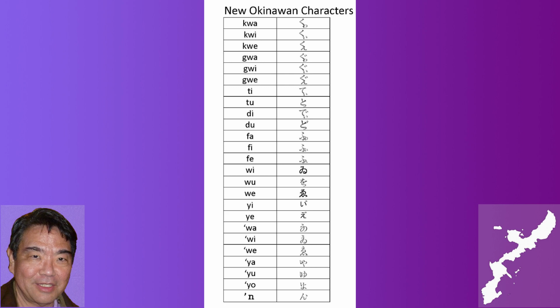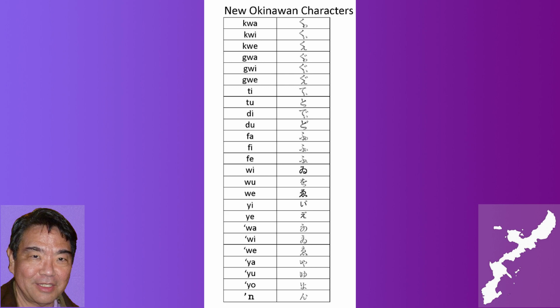Ye is a with tenten on the top. The glottal wa is a character created from the hiragana wa by making it more curvy. The glottal we is the non-glottal we with a dash on the top.